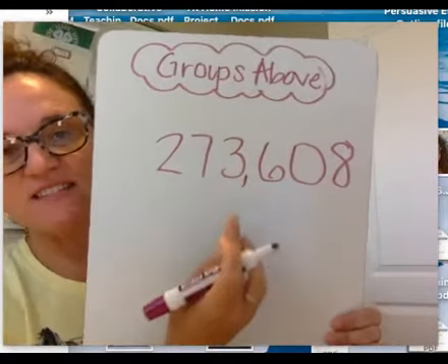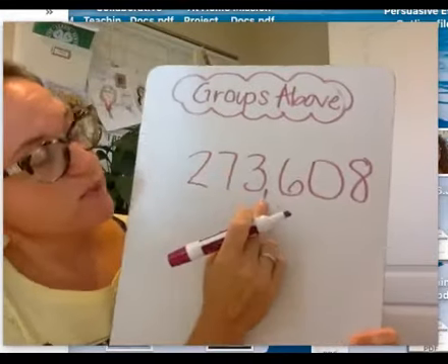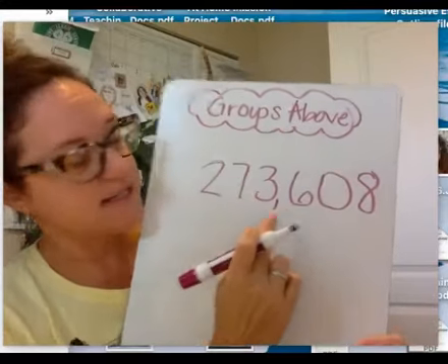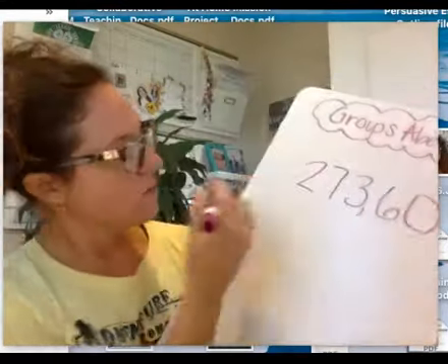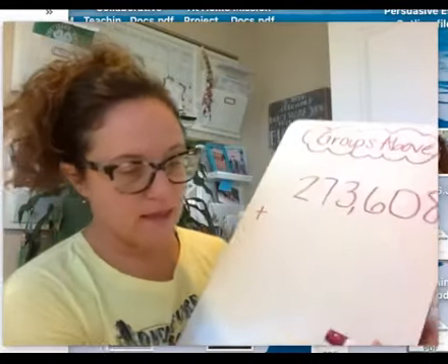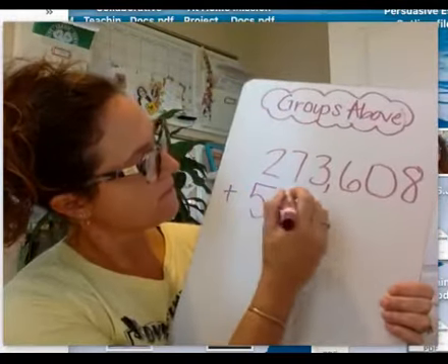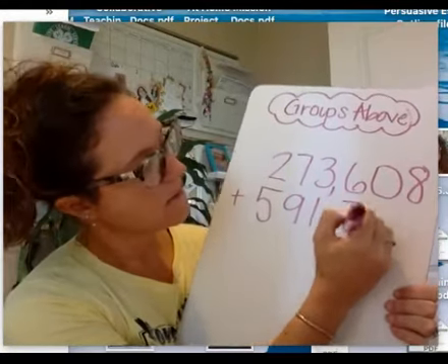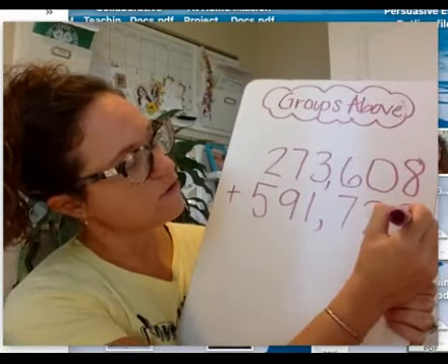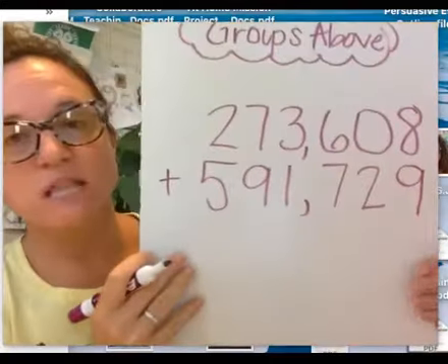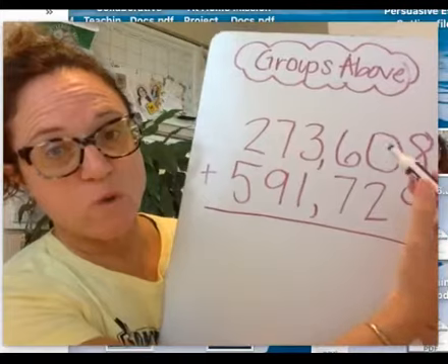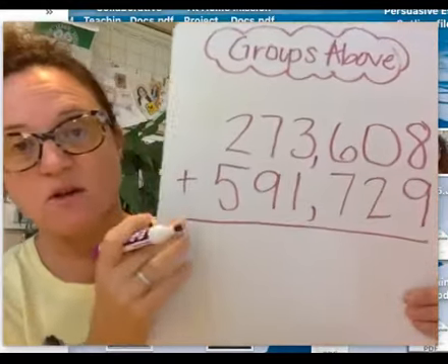273,608. I love it. So she read this number first, 273. Then she said 1,000 because that's the period it's in, 608. We're going to add that number with this number. Now notice I'm being really careful to line up my place values. So the ones are under the ones, the tens are under the tens, and so on.